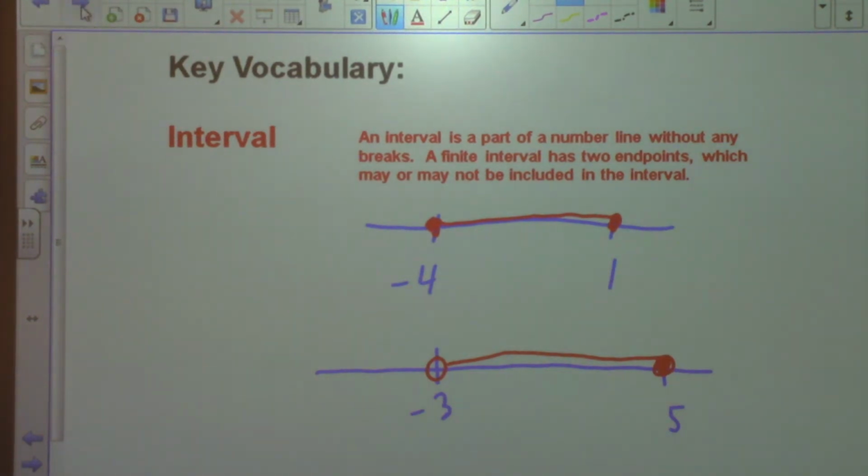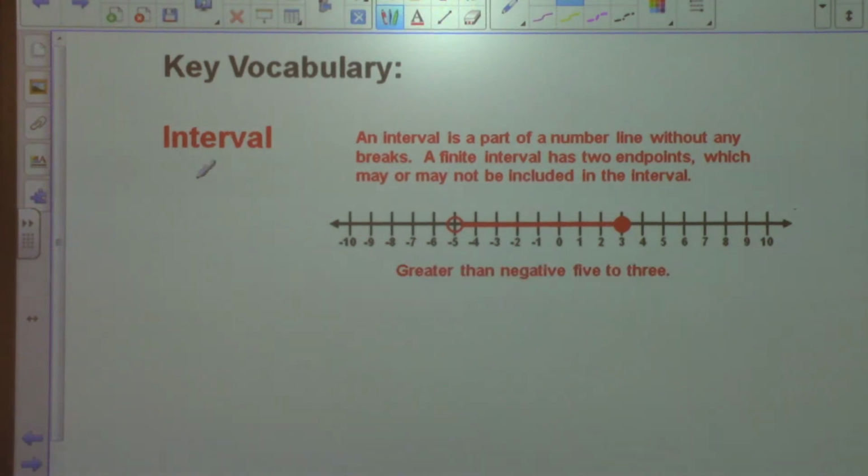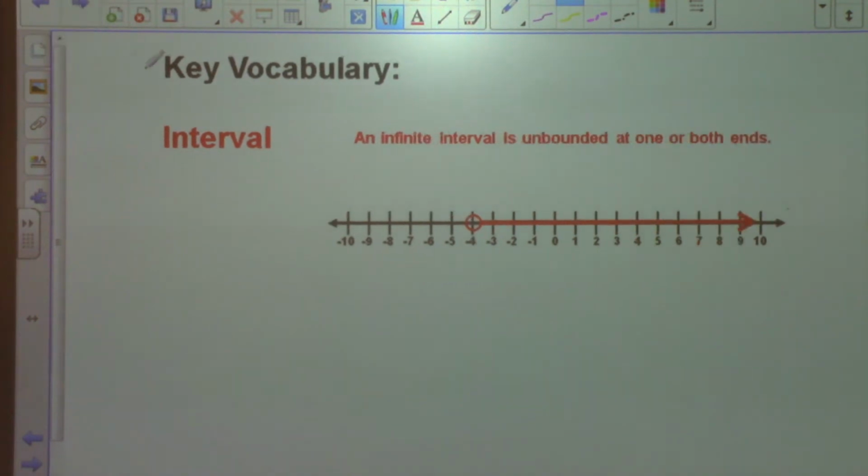Now, basically here's an example of that. I already gave you one, so we can go right on here. And you would say, for this one, x is greater than -5 and less than or equal to 3, right? Or greater than -5 up to 3. So you can verbalize it a bunch of different ways.